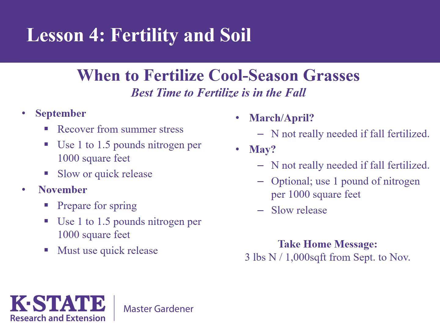So you can, I call it spoon feeding. You can spoon feed a quick release, or maybe you go out in September and you have a 180-day slow release product. You can put all 3 pounds out in September and it's going to release September, October, and November, and it's all used up.